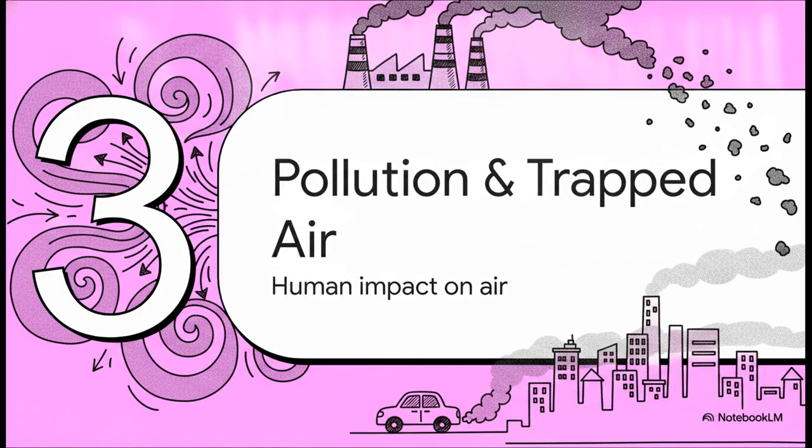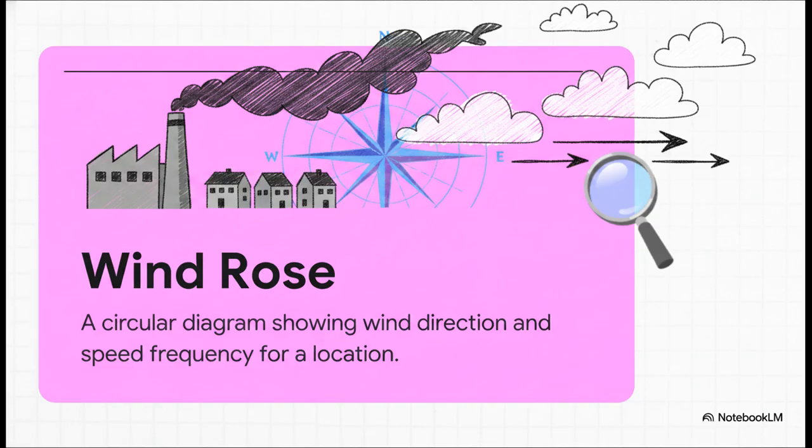That brings us to Section 3, pollution and trapped air. So, how do we manage the pollution we put into this system? City planners actually rely heavily on a brilliant tool called a windrose. It looks a lot like a compass star, and it shows you exactly which direction the wind typically blows from in a specific area, and just how strong it is.